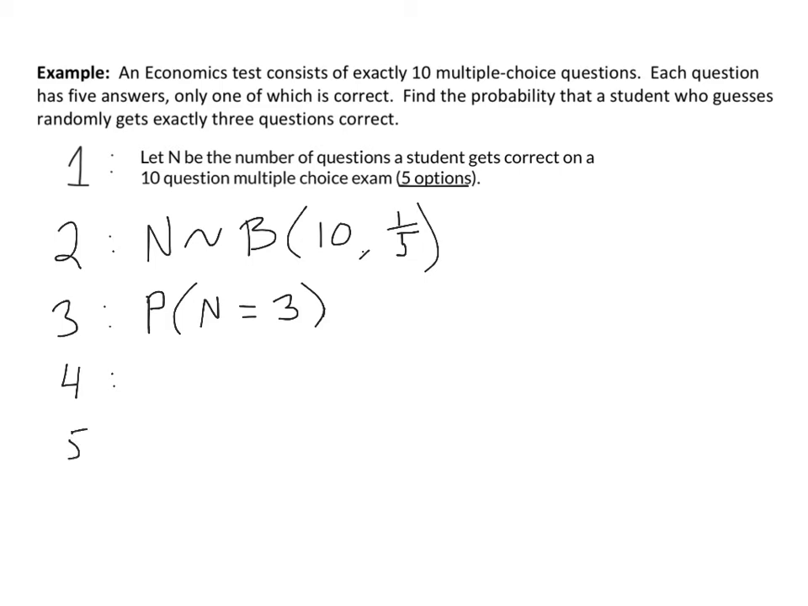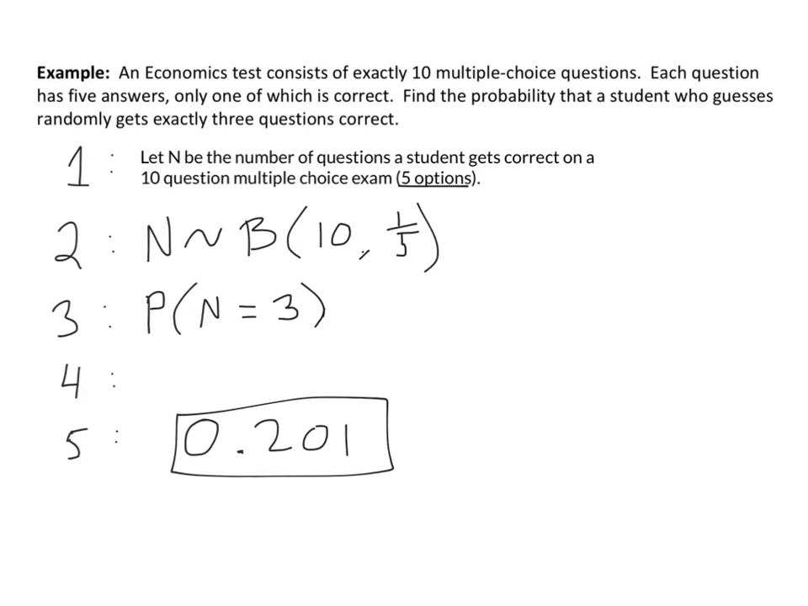Now in step 5, remember you're going to use the binom PDF function here. When I go to my calculator and use binom PDF, and I put in 10 trials, individual probability of success of 1/5, and 3, I got 0.201. And this is our answer for the problem. So about a 20% chance.